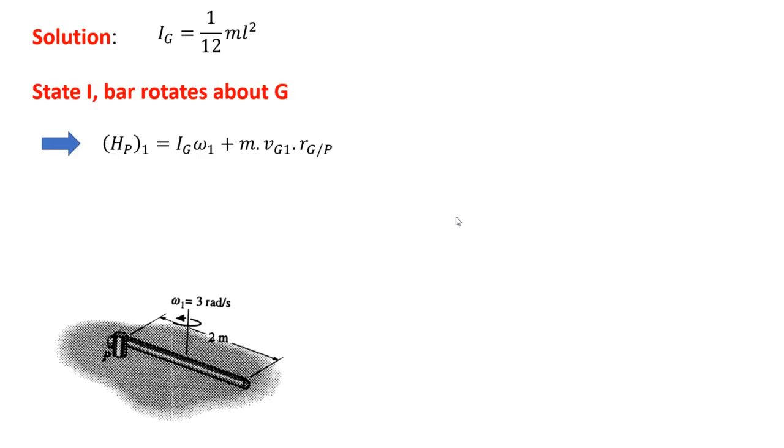So state 1, where the bar rotates about the point G. HP1 is equal to Ig omega 1 plus the mass multiplied by the velocity in state 1 multiplied by the radius between G and P. When the bar is rotating around the point G, the velocity of the point G is equal to 0. Try to rotate a pen in your hand, and you will find that the center point of the rotation has no velocity. It's actually a pinpoint.